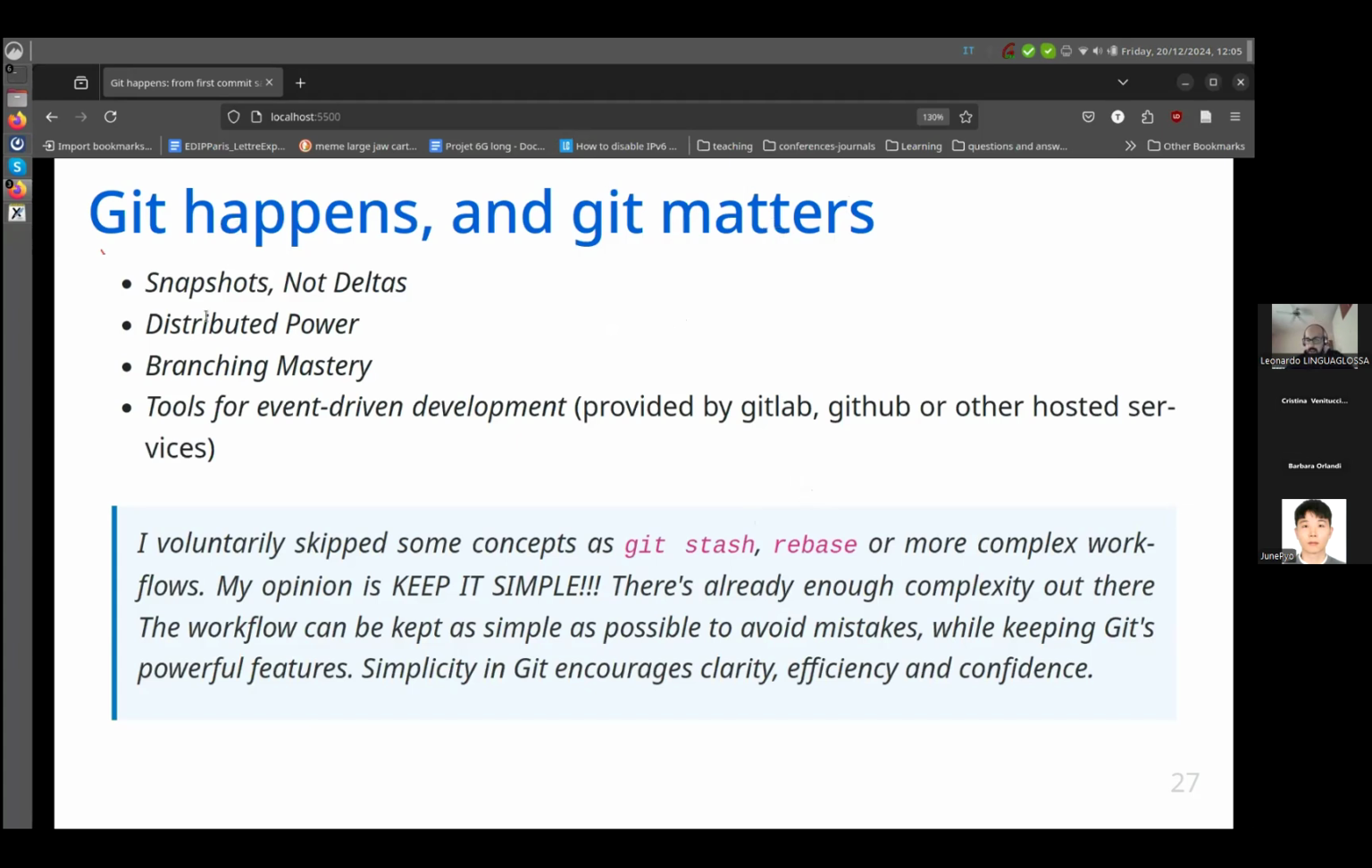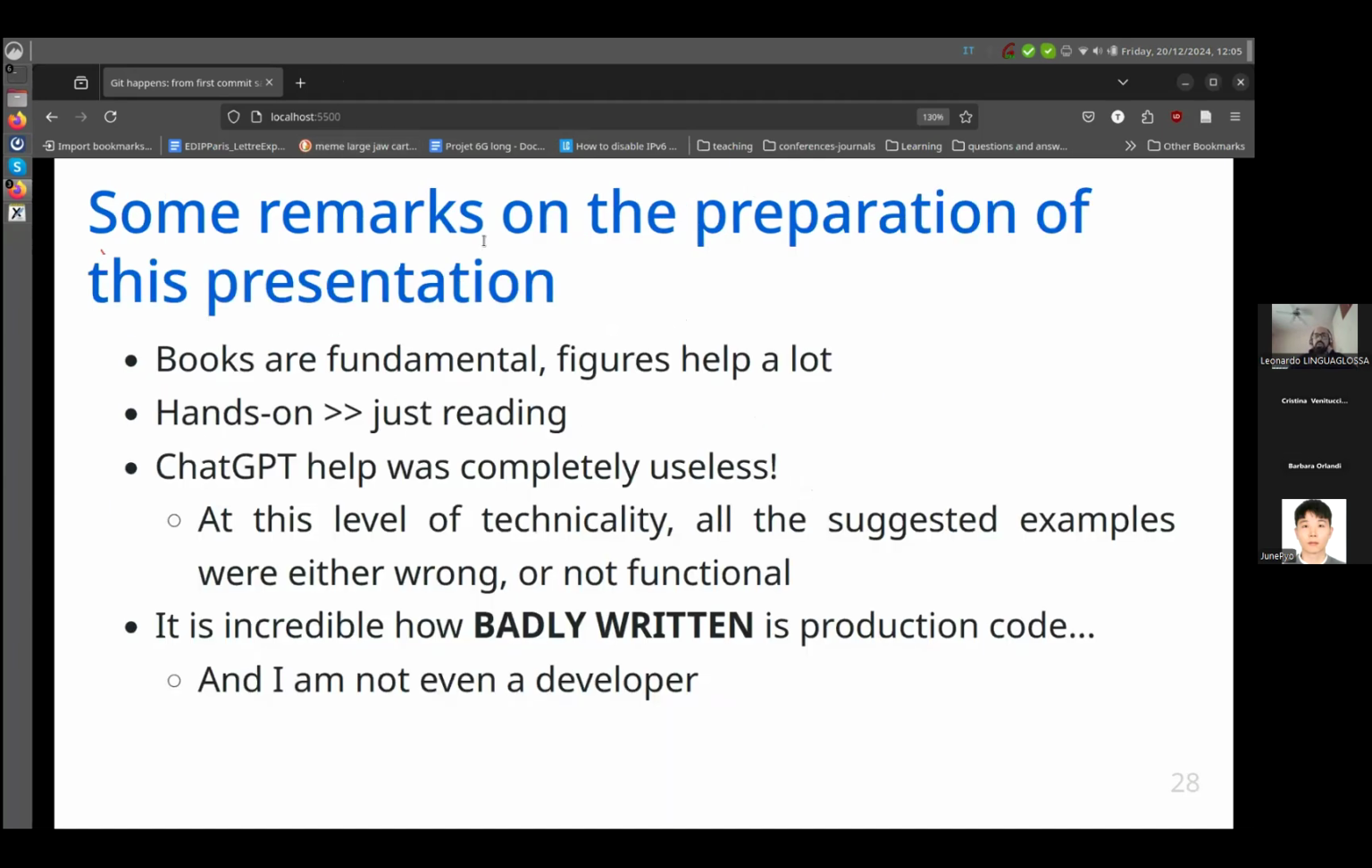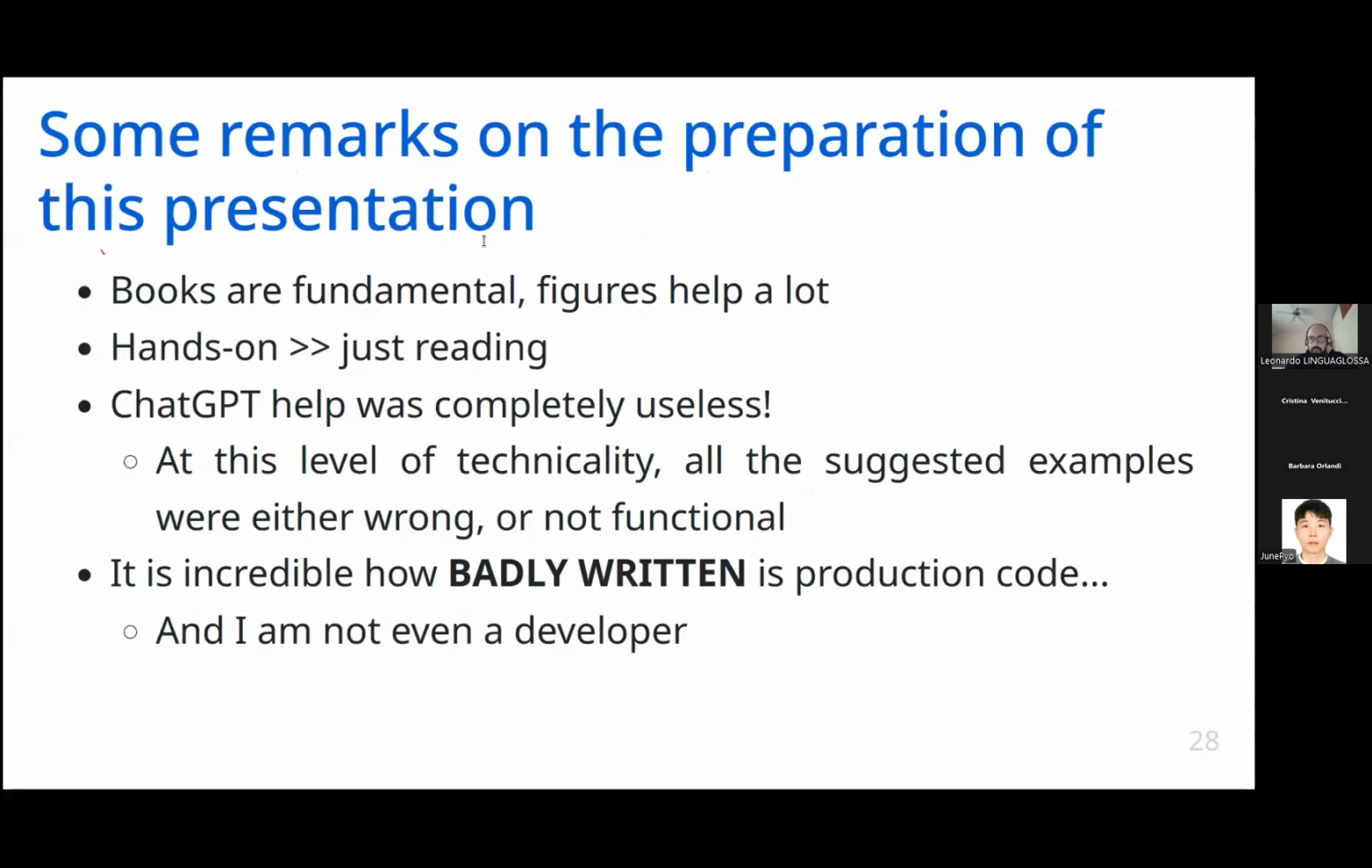And so I want to finalize with some remarks on the presentation. I think books are really helpful. Figures help a lot. And hands-on is just much better than just reading. Another thing that I want to highlight is that while I prepared this presentation, ChatGPT help was completely useless, because there were some levels of technicalities where, since Git allows you many alternative ways to do many things, suggested examples were either wrong or not functional. So I do not advise using ChatGPT to learn how to use Git.